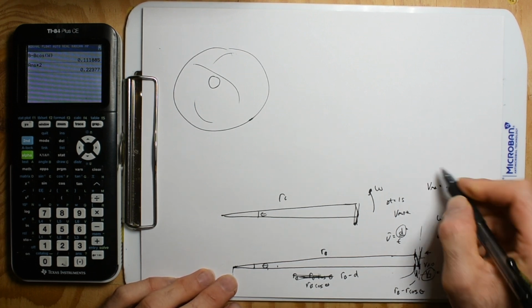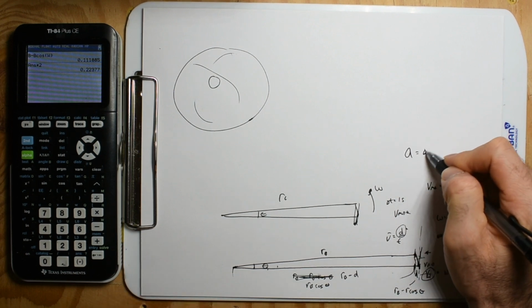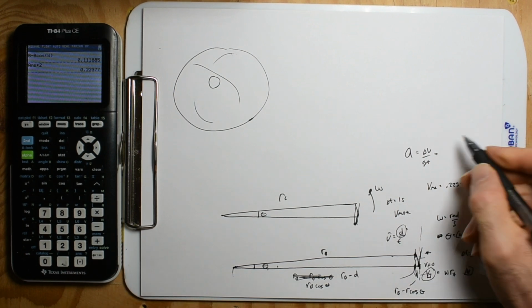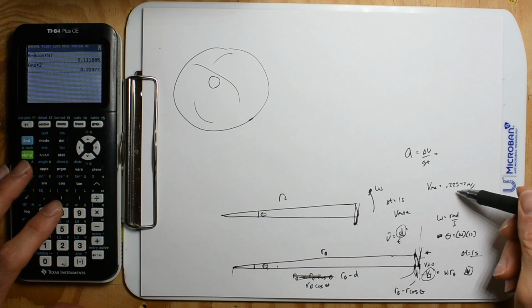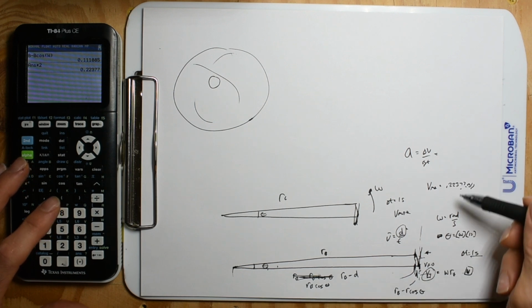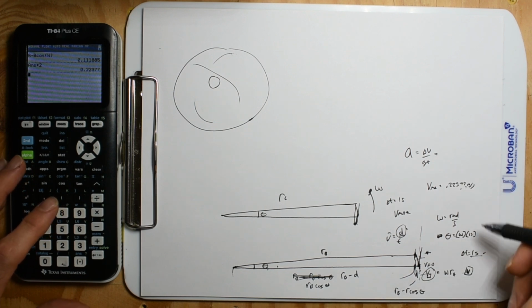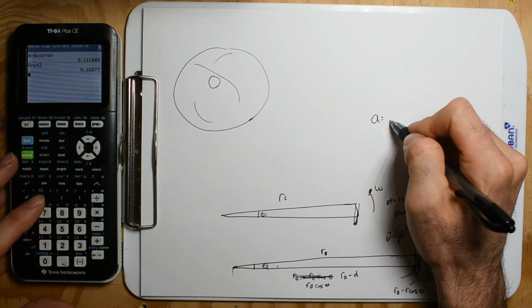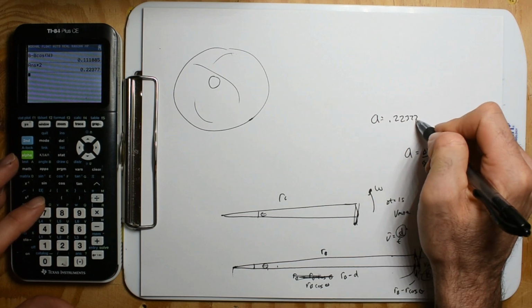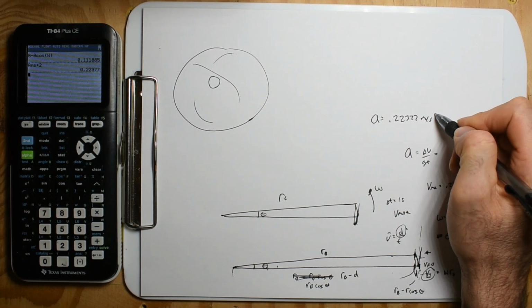0.22377 meters per second. Definition of acceleration is change in velocity over change in time. And so that's going to be our change in velocity, because we went from 0 to that. We did it in 1 second. So this is our acceleration, 0.22377 meters per second squared.